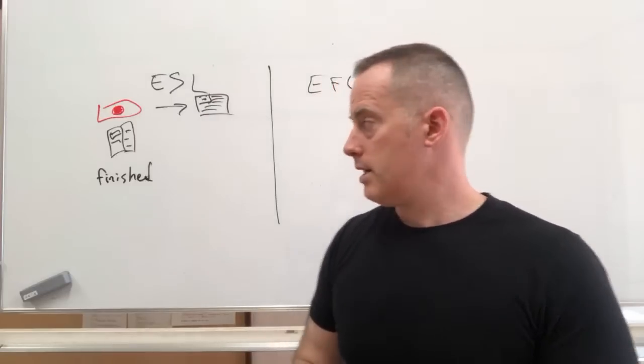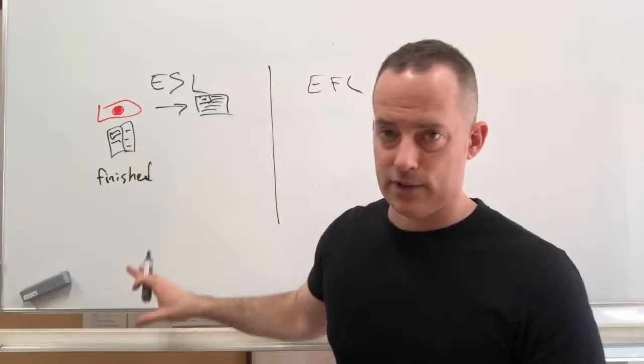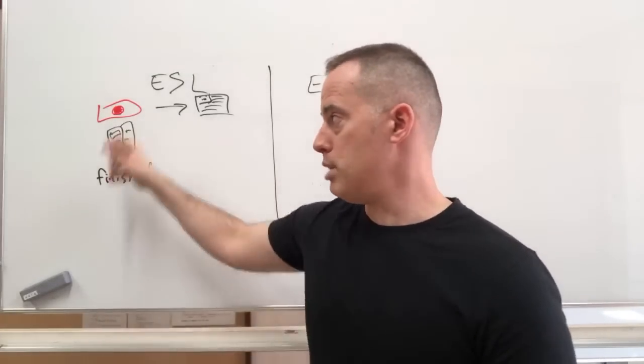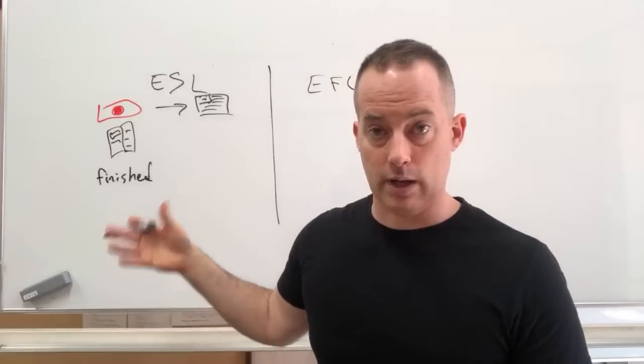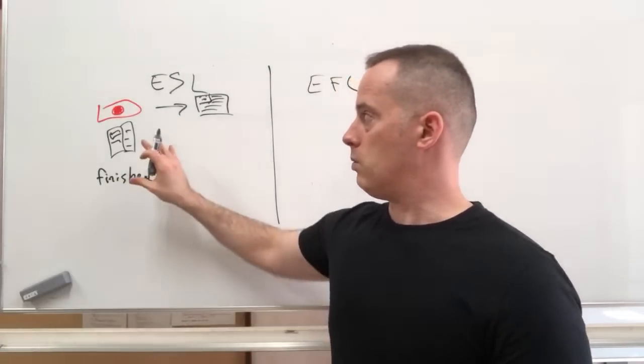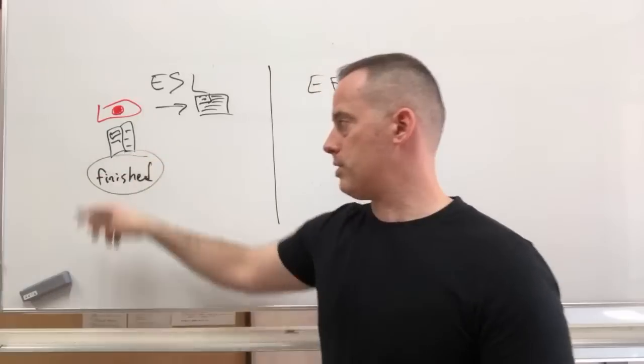But the problem, again, is that natives will use many different expressions rather than beginning with a Japanese word for Japanese learners. So as an example, we've got the word finished over here.